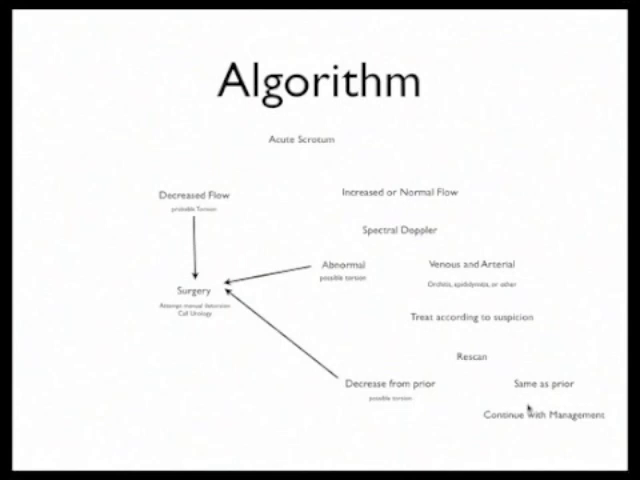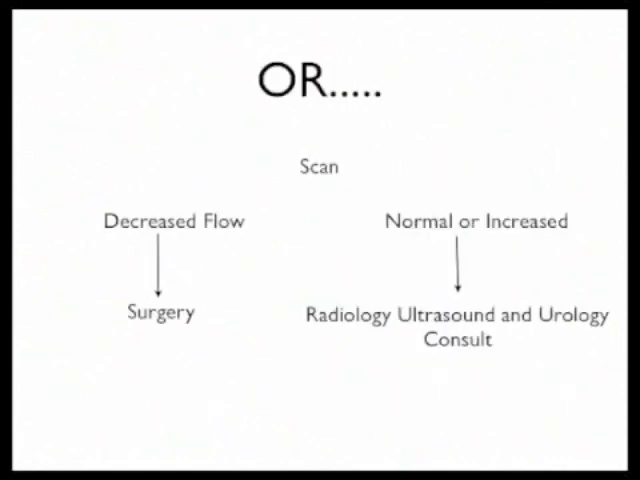You may not. If you don't like this algorithm, I think it's totally appropriate to go with a very simple algorithm. You don't need to throw testicular ultrasound away because you think this is too complicated. I think it's totally reasonable to use this. Scan them. They have decreased flow, send them to surgery. If it's normal or increased, then you send them to radiology for their ultrasound and get a urology consult. You're not losing anything by using ultrasound, and you could be gaining quite a bit. Even if you're not going to be ruling these out at all yourself, ruling them in can make a big difference.